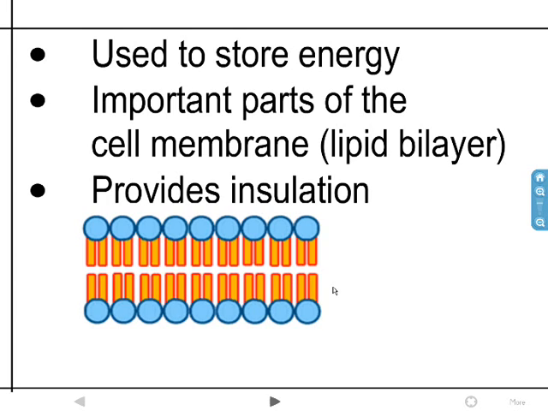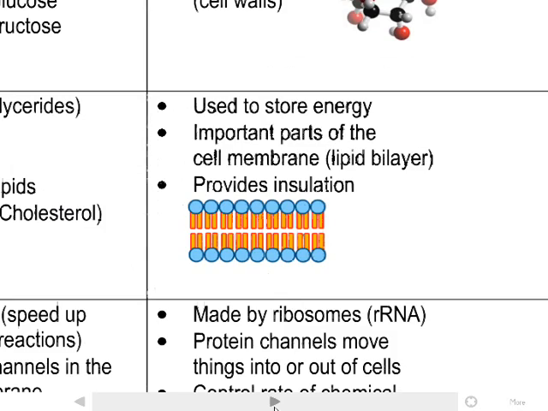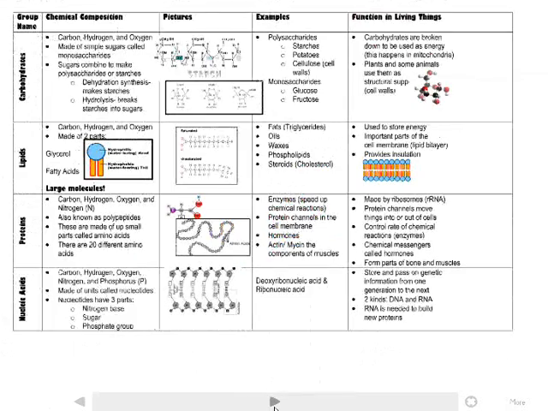Alright, we're going to talk about proteins next. Proteins are made of carbon, hydrogen, and oxygen, just like the lipids and the carbohydrates were. But we have one more thing that's a part of a protein, and that is nitrogen.